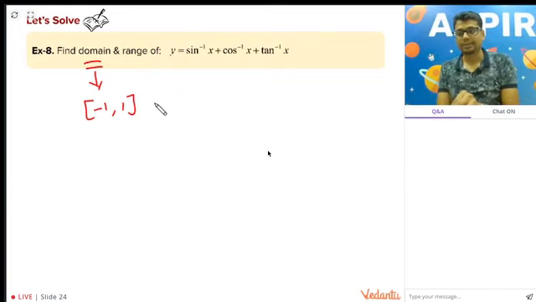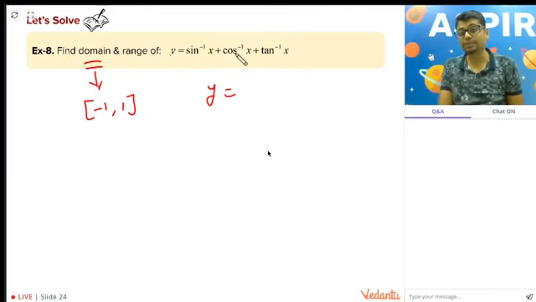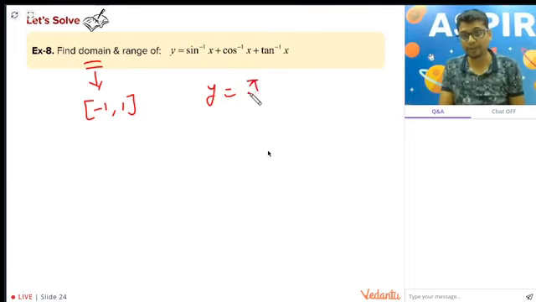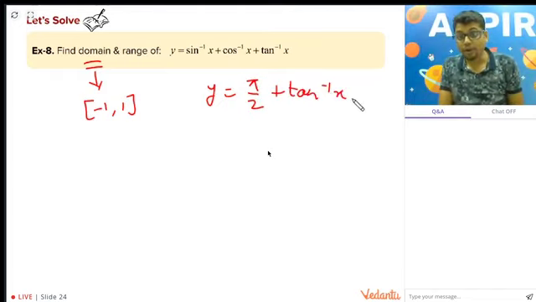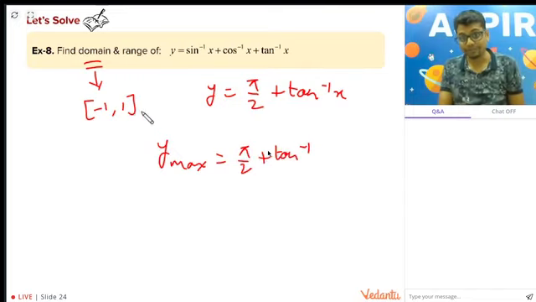And now what about the range? Let's check the range of sin inverse x plus cos inverse x plus tan inverse x. Sin inverse x plus cos inverse x is always pi by 2. Plus tan inverse x, which is an increasing function. So it will be minimum for minimum input and maximum for maximum input. The maximum will be pi by 2 plus tan inverse 1, which is pi by 2 plus pi by 4, that is 3 pi by 4.